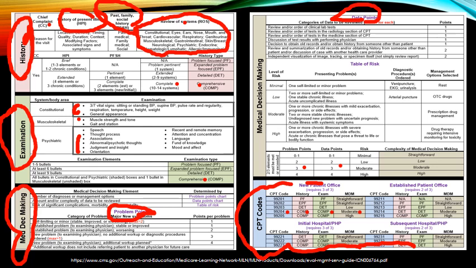So it is very easy to see that when we are trying to get physicians to be compliant, concise, and complete as far as documentation is concerned, it's very difficult.